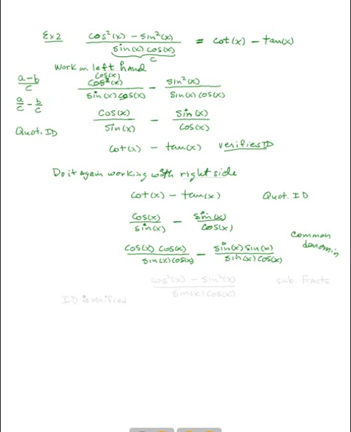So when you subtract them, before subtracting, cosine times cosine can be simplified. That's just cosine squared. And then sine times sine is sine squared. So the numerator would be cosine squared minus sine squared, and the denominator would be sine times cosine. And so this would be subtracting the fractions. And so now that's the left-hand side, and we have verified the identity. Identity is verified.